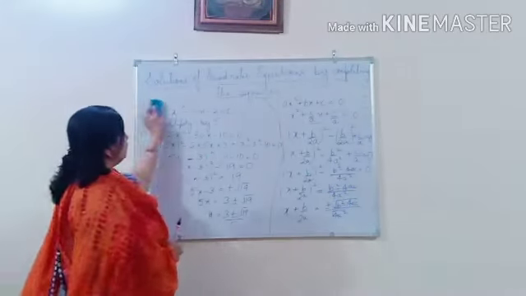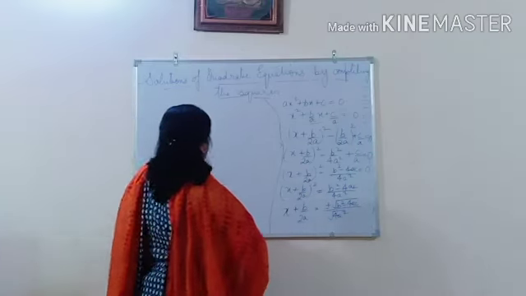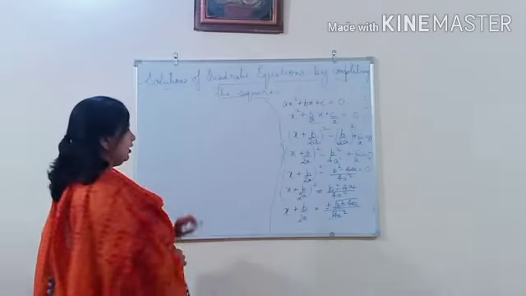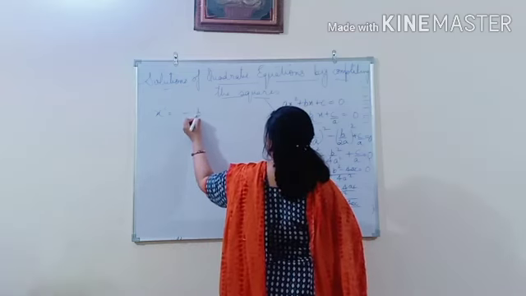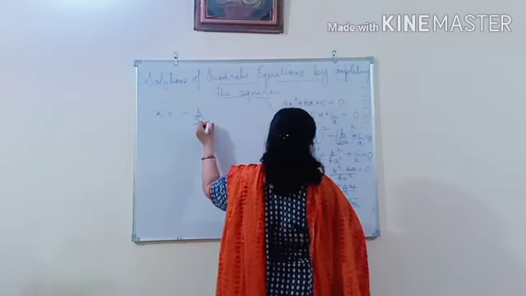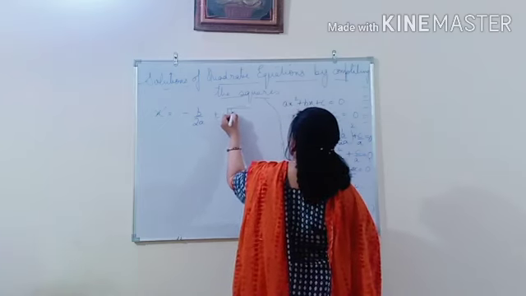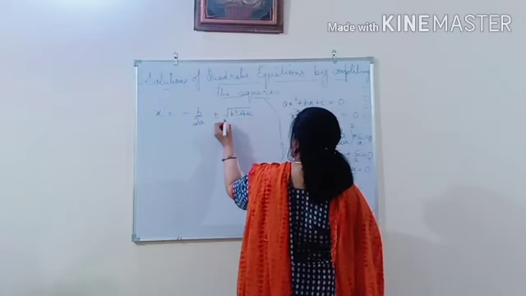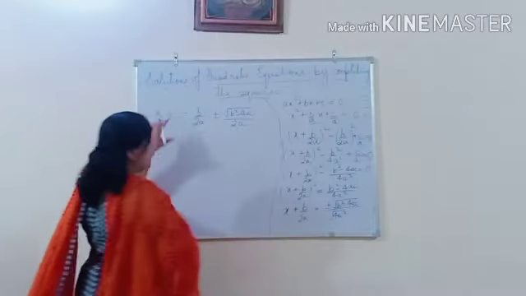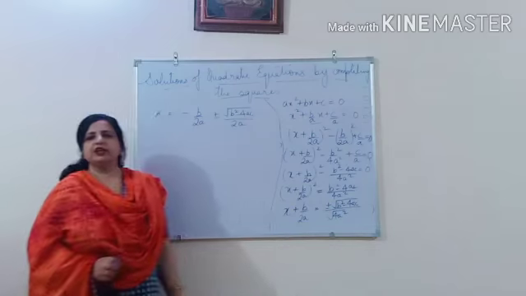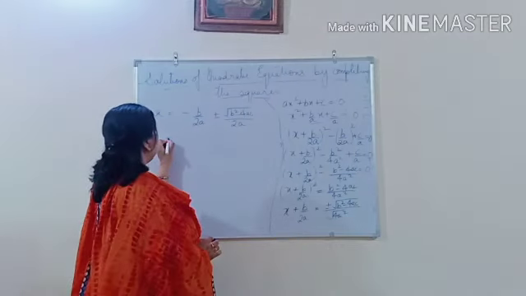So this will be equal to, let us see what we get, x plus b by 2a, or x will be equal to minus b by 2a plus minus under root b square minus 4ac by 2a. This we are again transferring to the right hand side. So we have minus b by 2a plus minus under root b square minus 4ac by 2a.